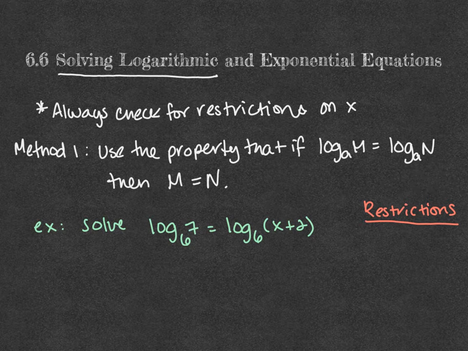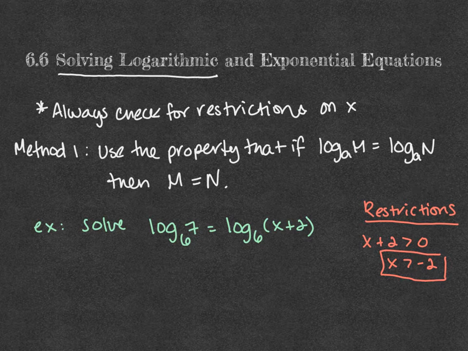So we only need this x plus 2 to be positive. So we're going to take x plus 2 and make it greater than 0. So we know that whatever answer we get must be greater than -2. So now let's go back to solving our logarithm, and hopefully our answer will meet that restriction.